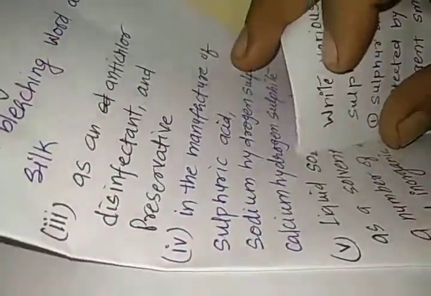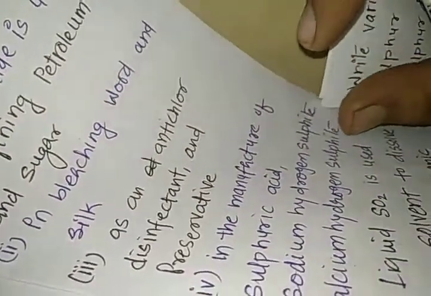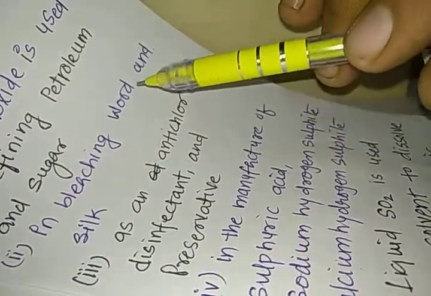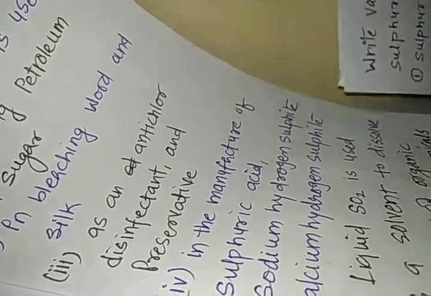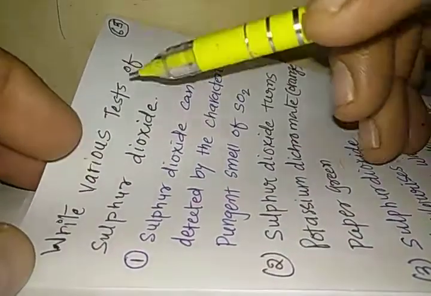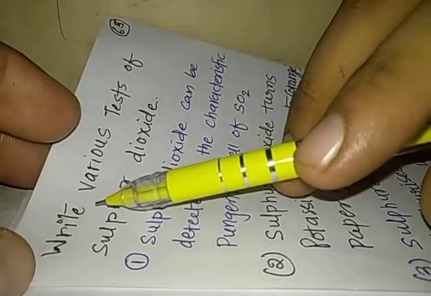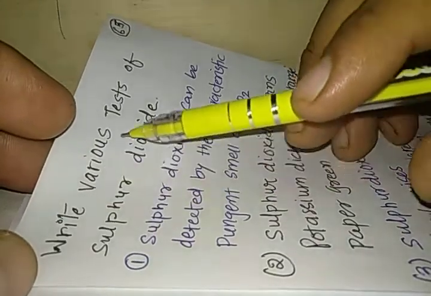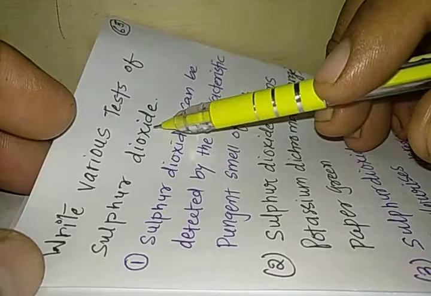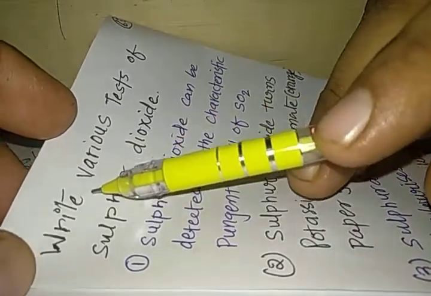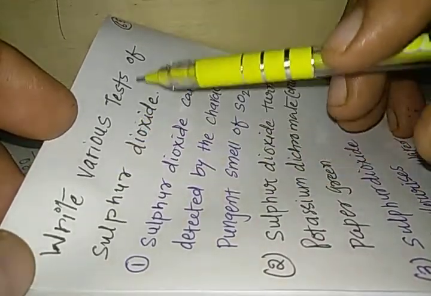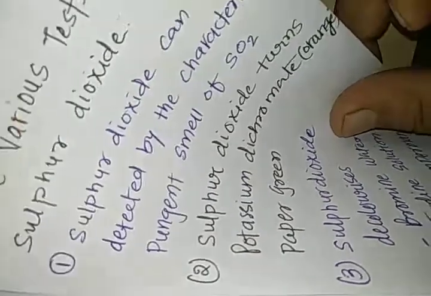We have seen one of the important uses, that sulfur dioxide is used in the bleaching of wood and silk. So based on this, let us study one question. We'll see the question based on it. Now it's time to study the various tests of sulfur dioxide. So here the question comes: write the various tests of sulfur dioxide.